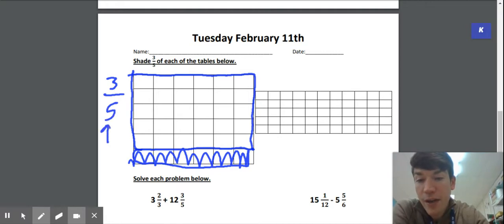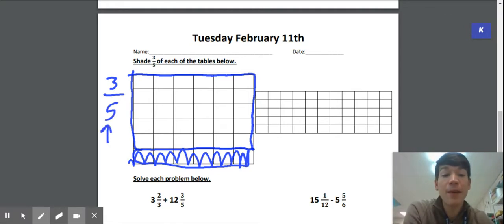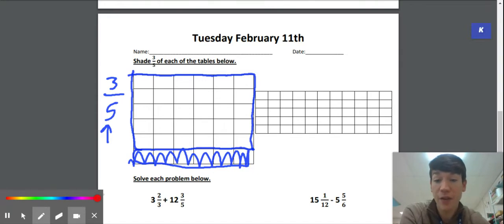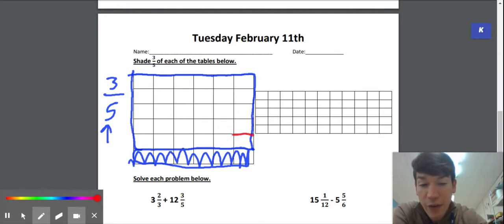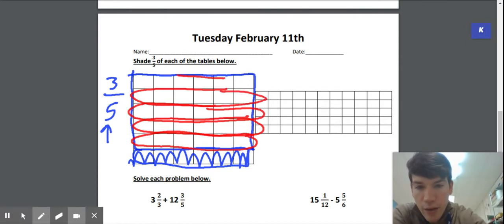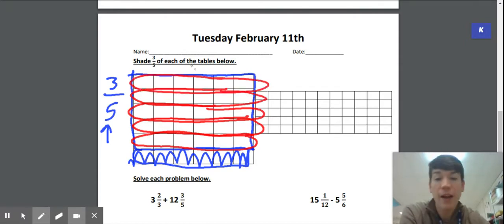Now, the denominator here tells me how many groups my picture is going to be shaded into. So what I'm going to do is circle this group. I know there needs to be 5 different groups, so I'm looking for 5 somewhere within this picture. Now I see 5 if I look this way. There's 1 group, there's 2 groups, there's 3, there's 4, and there's 5.